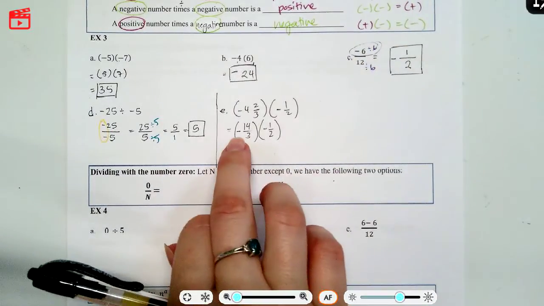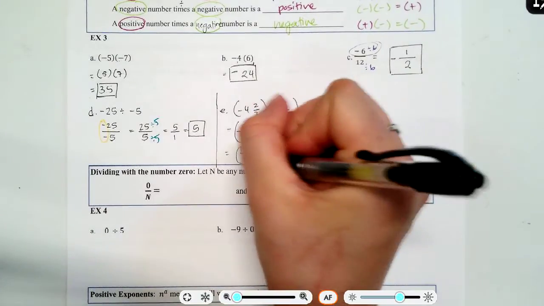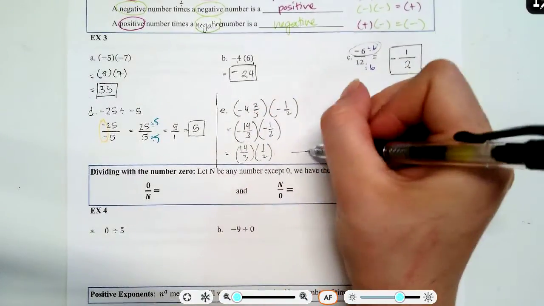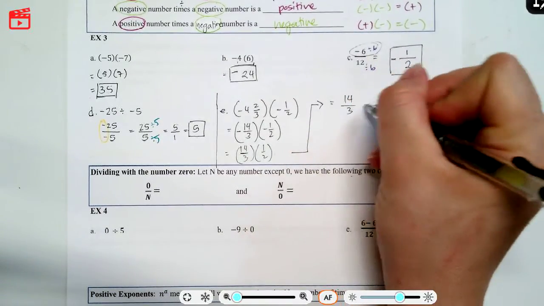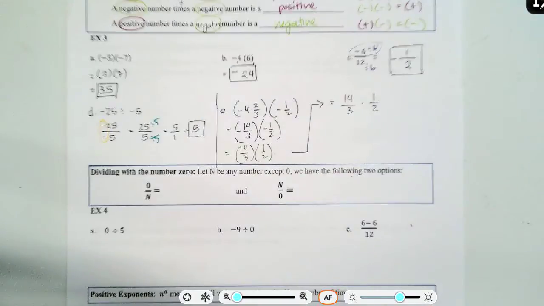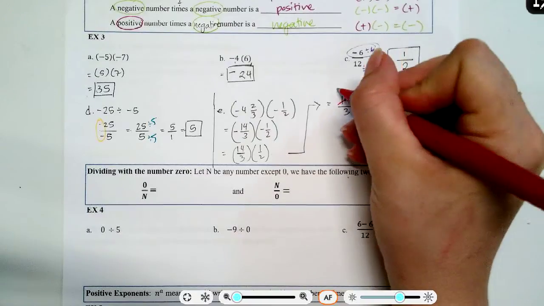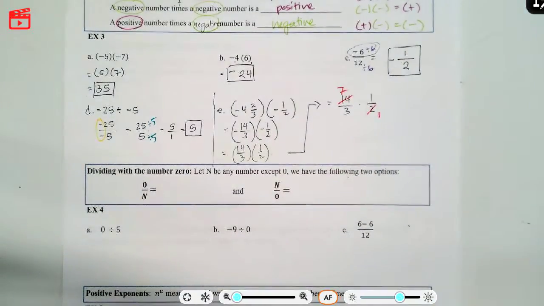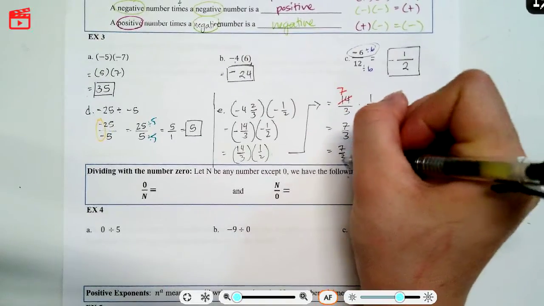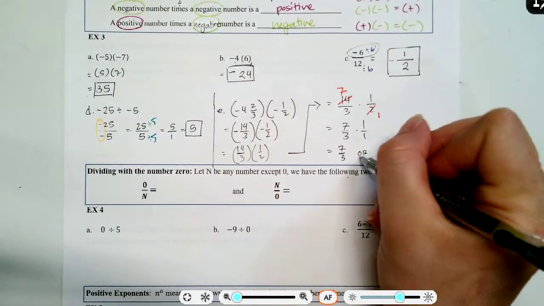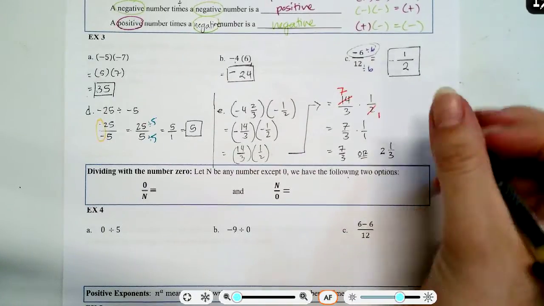All right, so now we can say, since it's a negative times a negative, that's going to be positive. So we have 14 over 3 times 1 over 2. And then, let's see, can we simplify these? Well, 14 and 2 can both be divided by 2. 2 divided by 2 is 1. 14 divided by 2 is 7. So I'm left with 7 over 3 times 1 over 1, which is going to be 7 over 3. And the mixed number answer is going to be, well, 3 can go into 7 2 times, and that is left over.